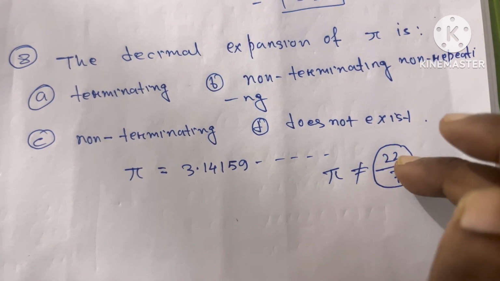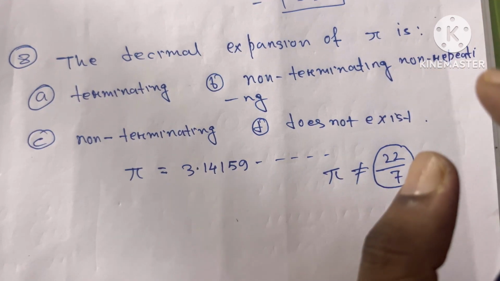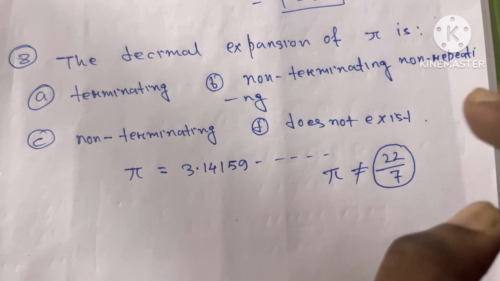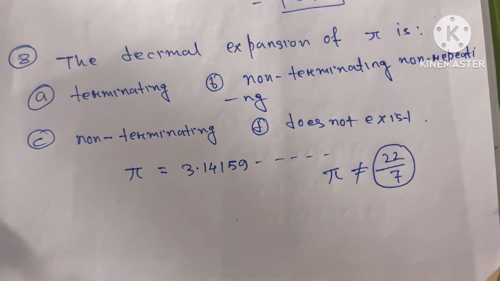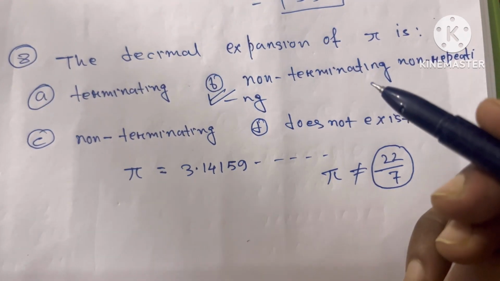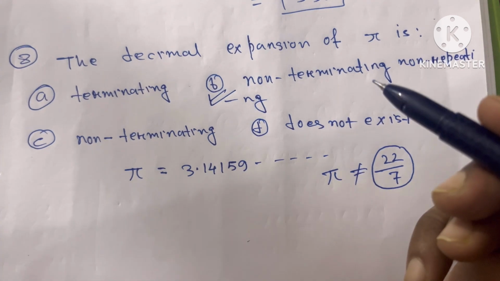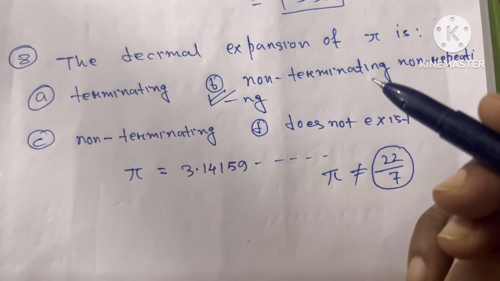If the value of pi were 22 by 7, then it would be rational. But the actual decimal expansion of pi is non-terminating, non-repeating, because pi is an irrational number. So which option is correct? Option B is correct, because pi is an irrational number and the decimal expansion of an irrational number is non-terminating, non-repeating.